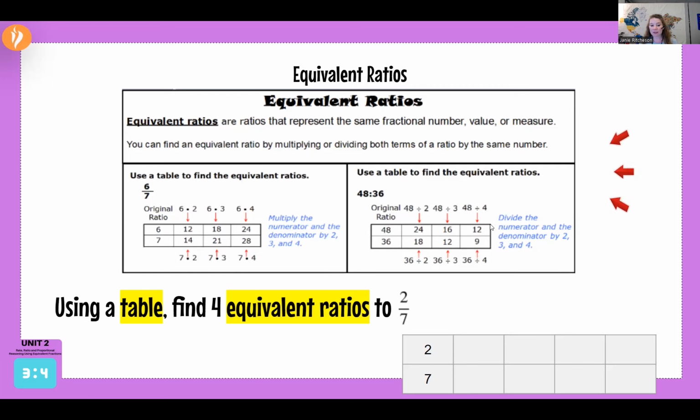All right, so I want you guys to pause the video, and I want you to start out with 2 to 7, and I want you to see if you can create 4 equivalent ratios.